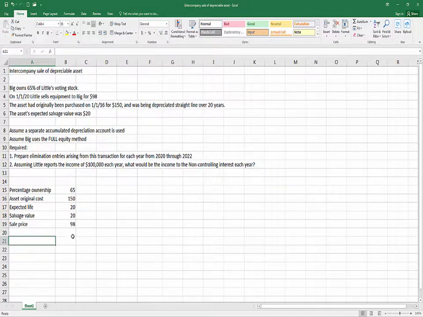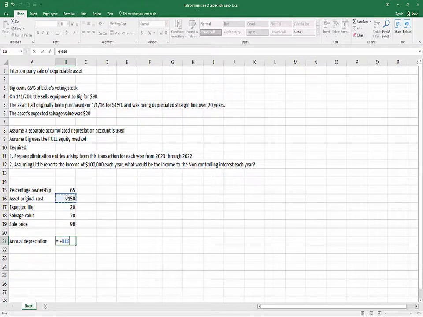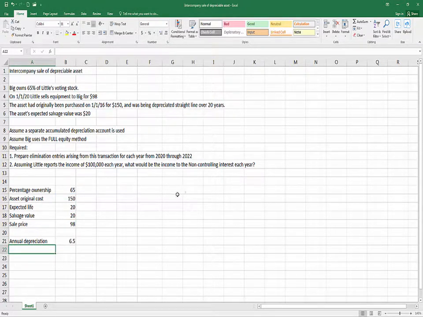First order of business is to determine the accumulated depreciation and therefore the book value and therefore the gain or loss on sale. The annual depreciation, again, we've got nice simple straight line depreciation, cost minus salvage divided by useful life. So $6.5 per year for annual depreciation. Accumulated depreciation, again, it's been depreciated for 2016, 17, 18, and 19, so we have 4 years of accumulated depreciation at $6.5 per year, or $26.